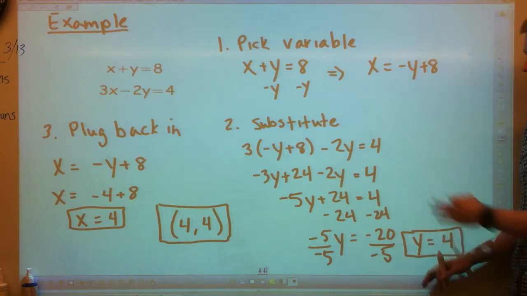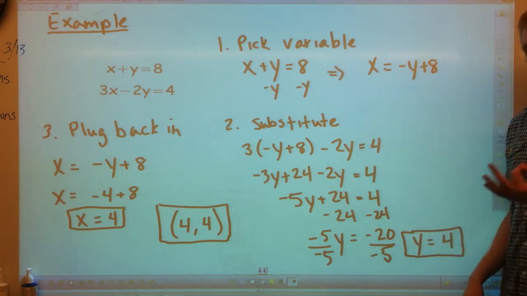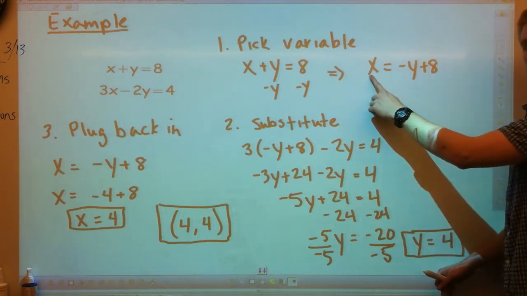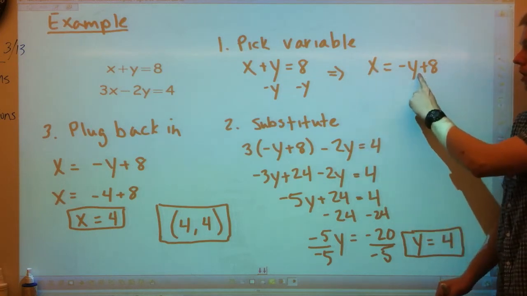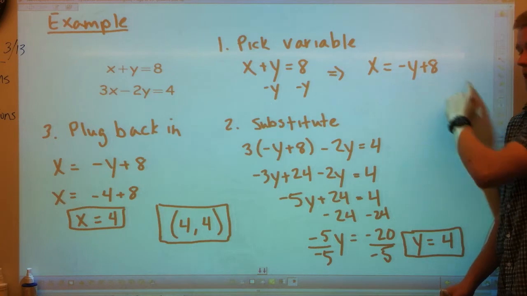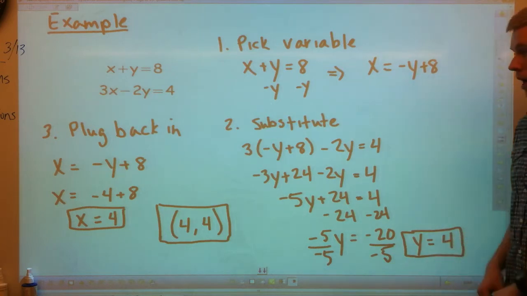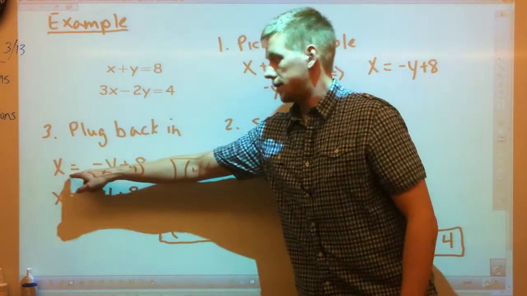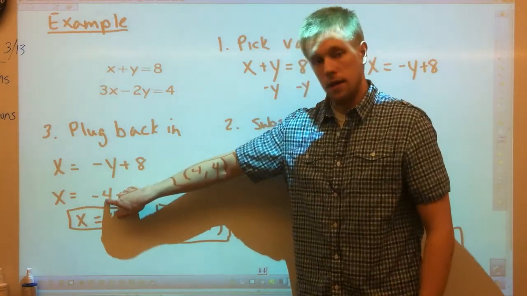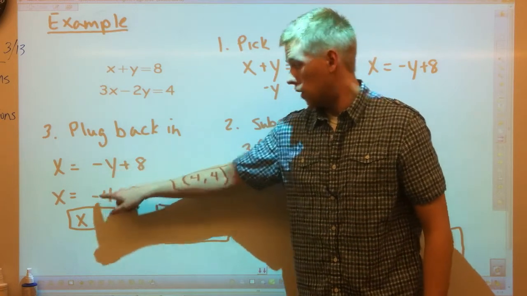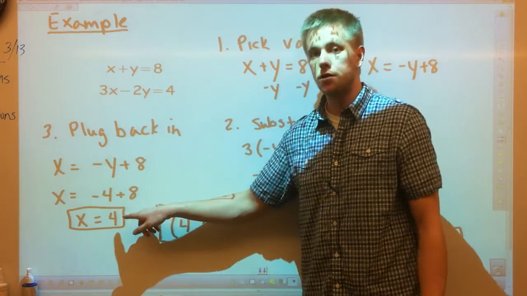Now the third step. The hard part is all the work that you need to do before this. The third step is easy because you've already solved for x. You don't have a value for it yet, but you know x is equal to the opposite of y plus 8. So I'm going to take this 4 that I know is y, and I'm going to plug it back in. So I rewrote x equals negative y plus 8. I'm going to take that 4 and plug it in to y. So the opposite of 4, plus 8. Well, negative 4 plus 8 is also 4.